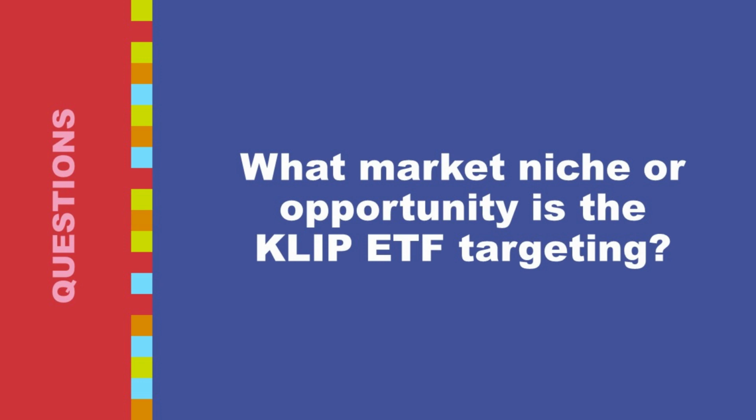The opportunity: income generation. KLIP differentiates itself by incorporating a covered call strategy on top of its China internet exposure. This strategy targets investors who desire growth potential. Similar to traditional China internet ETFs, KLIP offers the potential for growth if the holdings within the CSI Overseas China Internet Index appreciate in value.